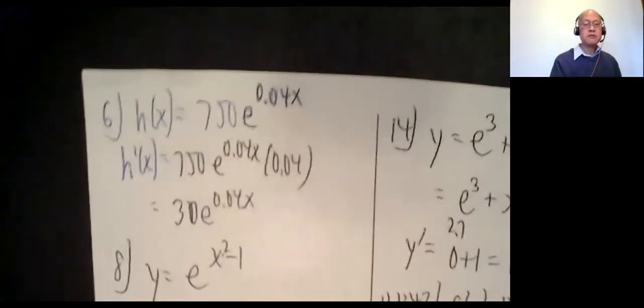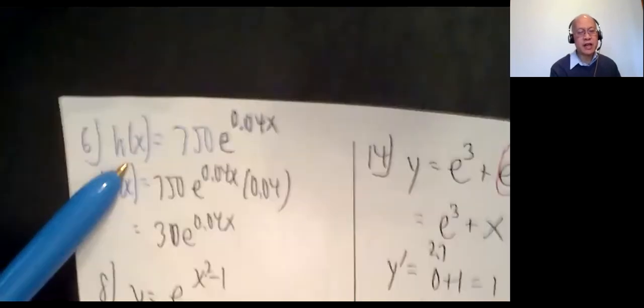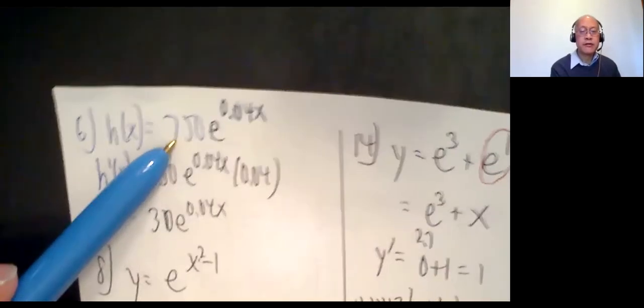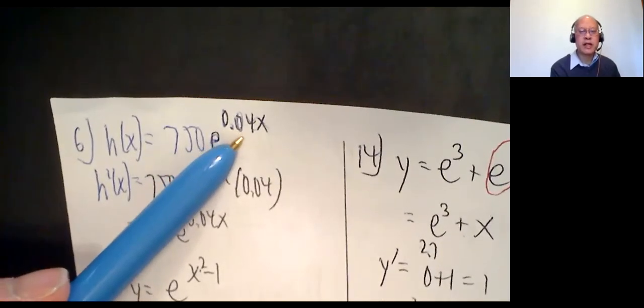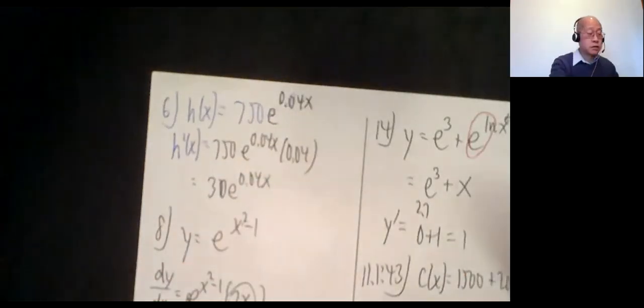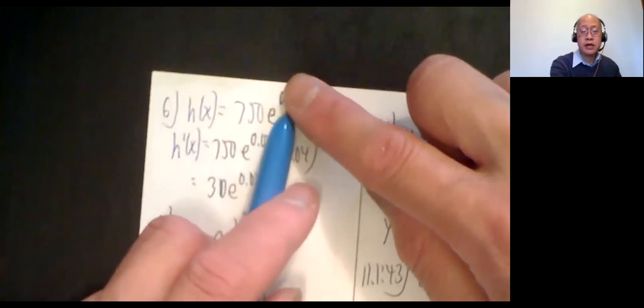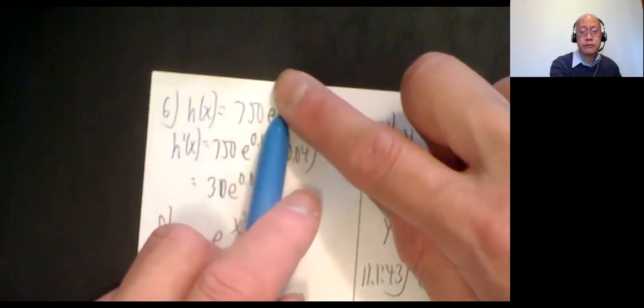Number 6, h of x. Don't worry if it's not f of x, g of x, h of x, same thing. 750 e to the 0.04x. So this is a chain rule. Now, it doesn't look like it, but this exponent up here is considered the quote unquote inside function. Okay, 750 e to the inside function.